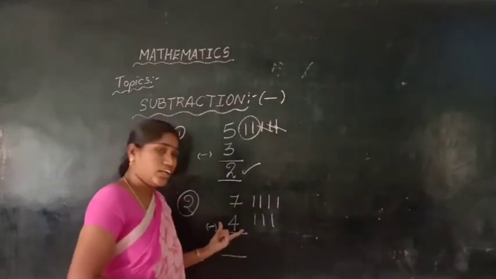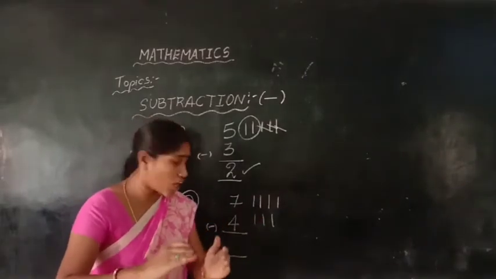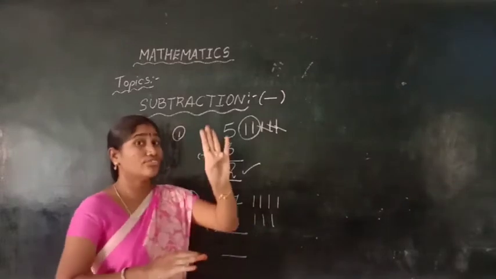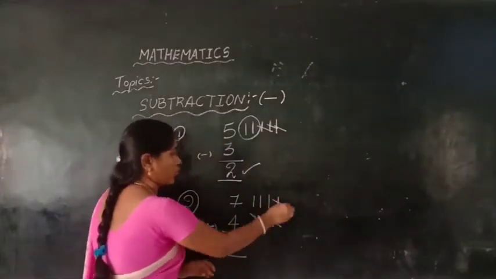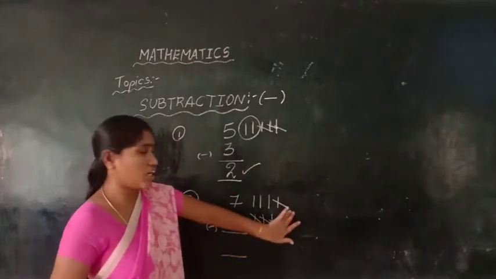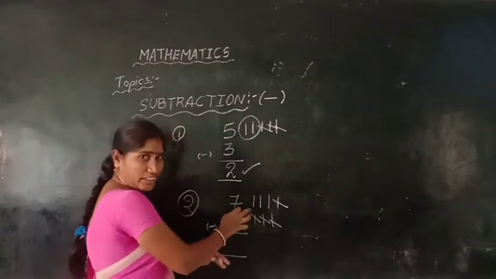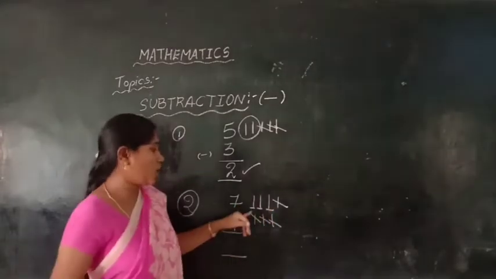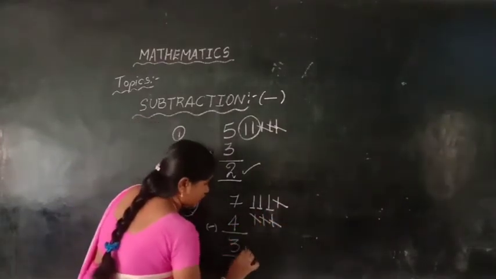Now look here. It is 4. Now how many dots will we cross? See here. There is 4. So we cross 4 dots here. 1, 2, 3, 4. Finish. 4 dots we crossed. Now how many dots are remaining here? Let's count. 1, 2, 3. So 3 dots are remaining here. So the answer is 3.